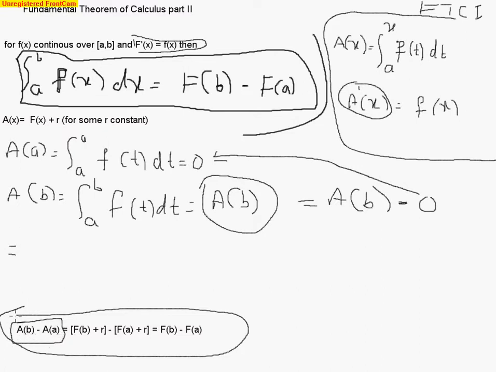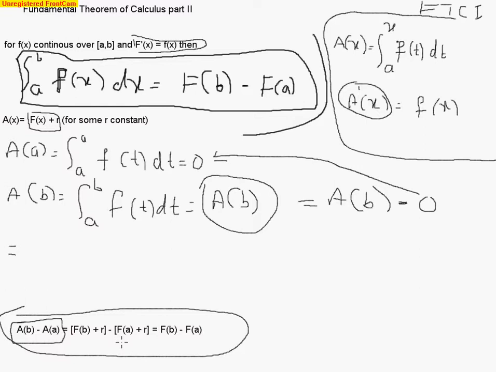And now we know early on that this function right here is also equal to this function right here. So we're going to replace this by the function evaluated at each point a and b. So at a, b, we have this function replaced by big F of b plus some constant r, minus the function evaluated at a, which is also equal to big F of a plus some constant r.